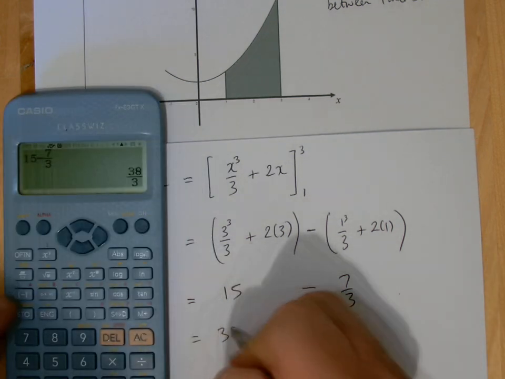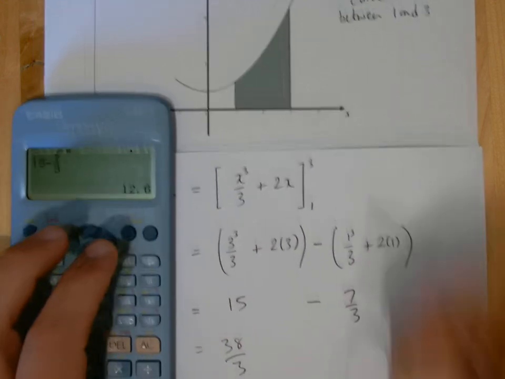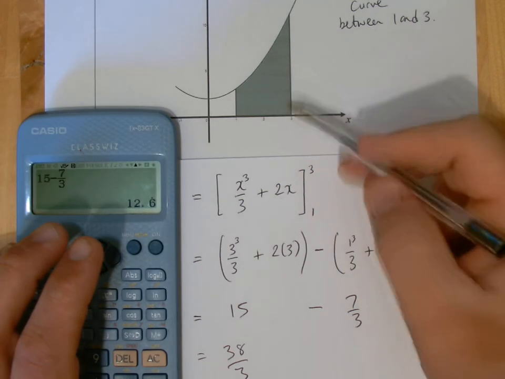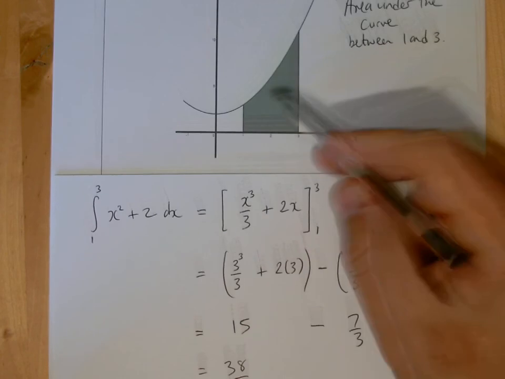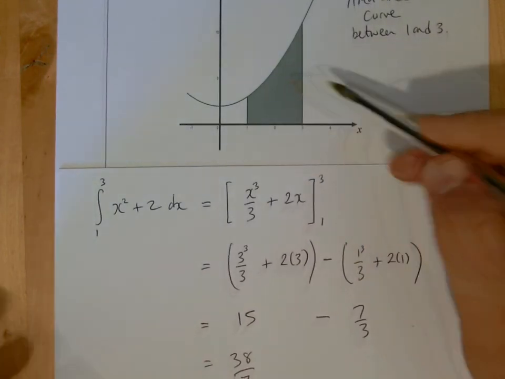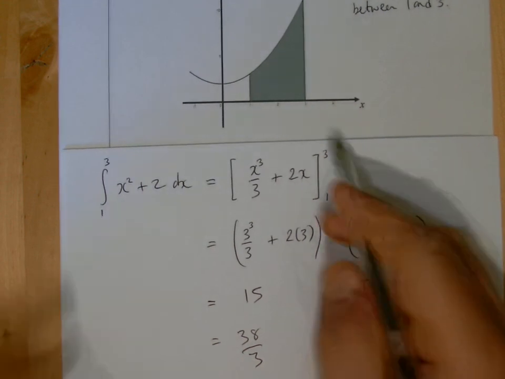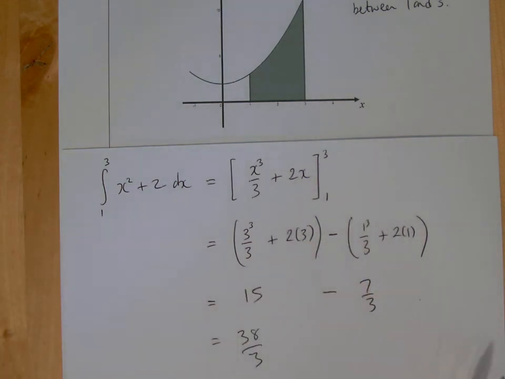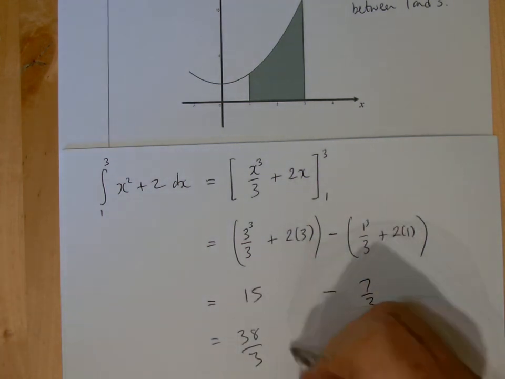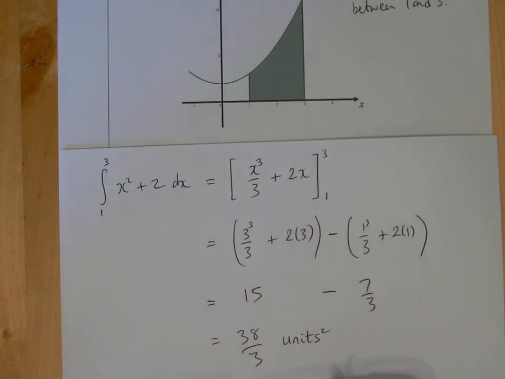So we leave it as a fraction, basically. 38 over 3 is 12.6 recurring, so that area is literally 12.6 recurring. In terms of units, there's no need to write units, because we're not bothered about that. They don't say if it's in centimeters or anything, because we're dealing with grid work here. But if you really wanted to, you could put units squared. When we do area, we put squared. You could write that if you wanted to.